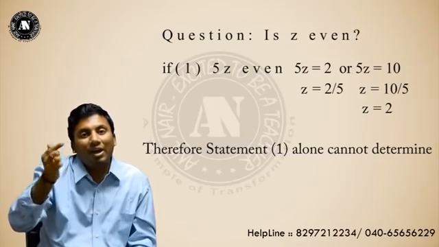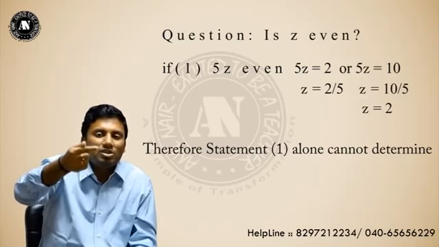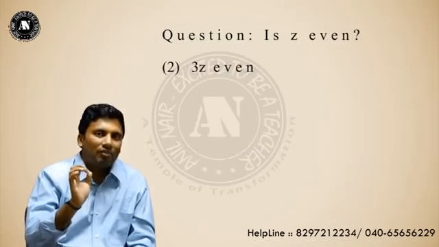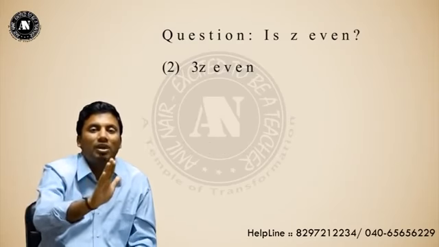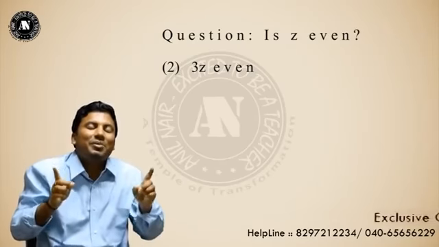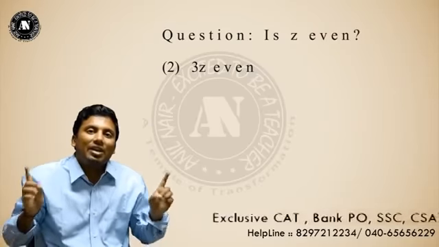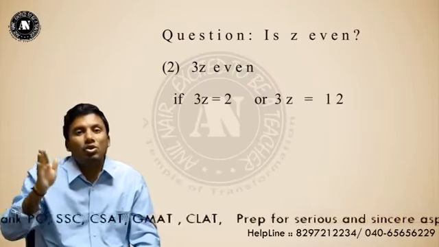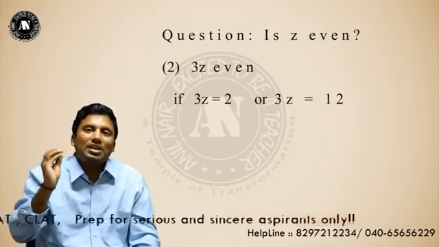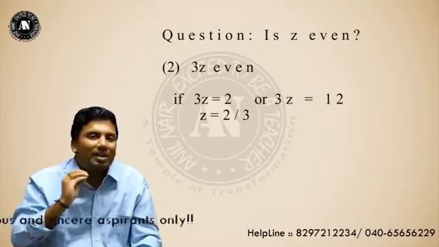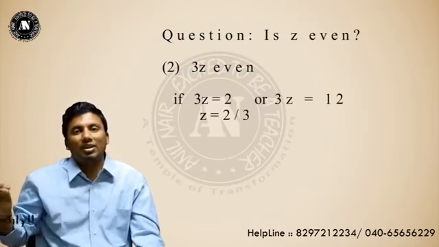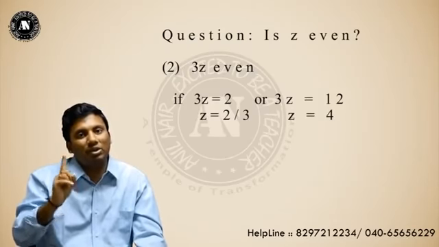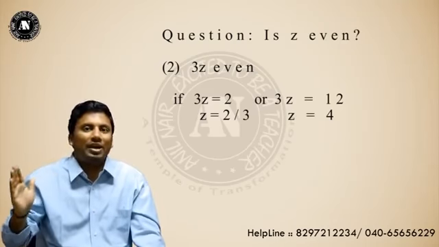If you get more than one answer option, then you will move from statement 1 alone to statement 2 alone. Please remember, when you are solving statement 2 alone, statement 1 does not exist. Statement 2 alone, 3Z is even. If 3Z is even, 3Z can be equivalent to 2, or 3Z can be equivalent to 12. If 3Z is 2, Z is 2 by 3, which again is not even. If 3Z is 12, Z will be 4. 4 is even. Again by using statement 2 alone, you are getting more than one answer option.